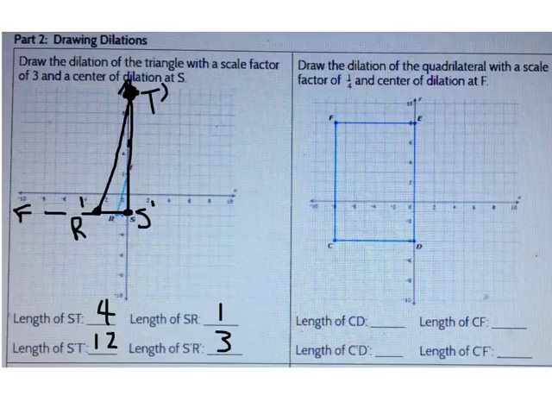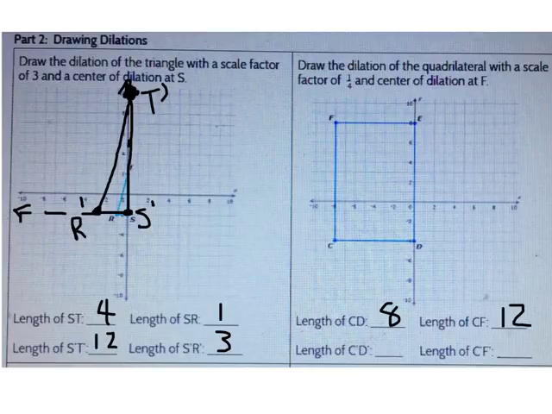We can also draw reductions. Draw the dilation of the quadrilateral with a scale factor of 1/4 and a center of dilation at F. So first, what is the length of CD? What is the length of the two horizontal sides? It's 8. What is the length of CF? What is the length of the two vertical sides?